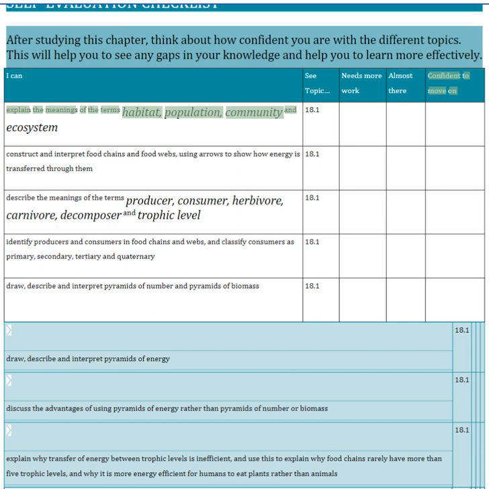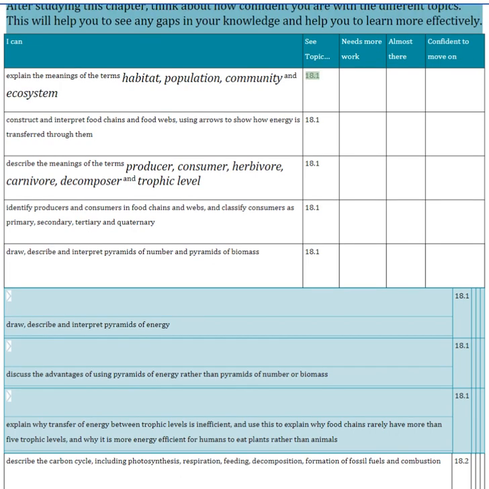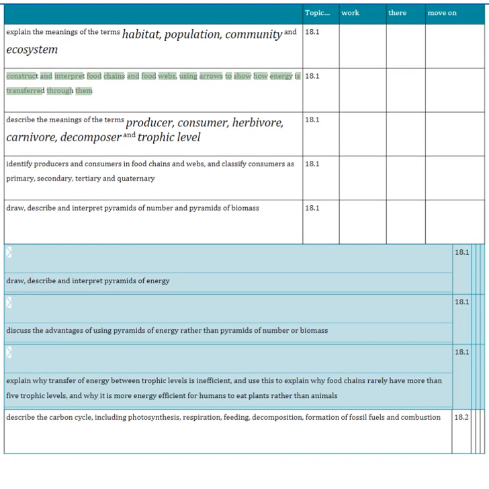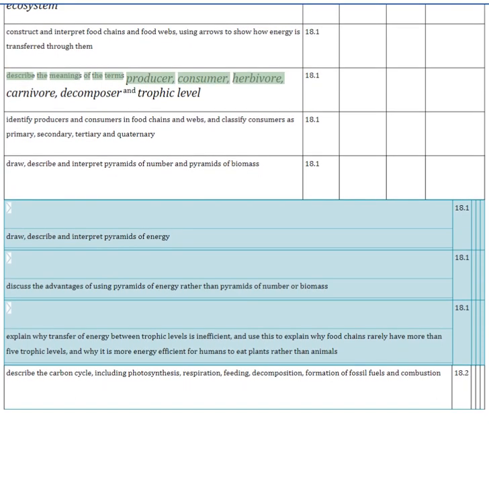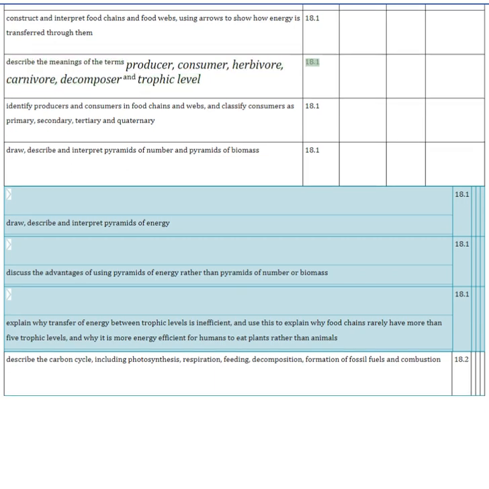Explain the meanings of the terms habitat, population, community and ecosystem. 18.1. Construct and interpret food chains and food webs using arrows to show how energy is transferred through them. 18.1. Describe the meanings of the terms producer, consumer, herbivore, carnivore, decomposer and trophic level.